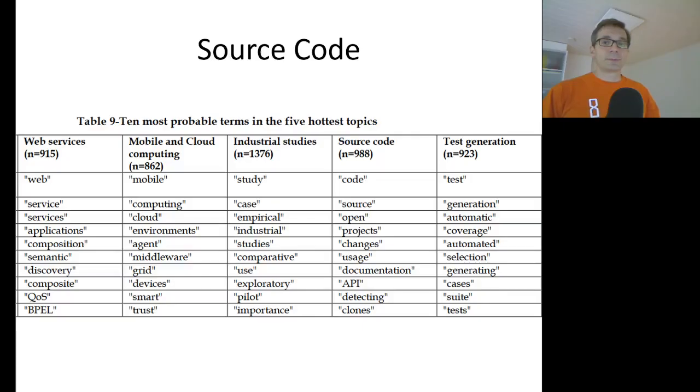The most probable words for the topic source code can be seen in this figure. So we had 988 papers that were classified under this group, and the top words for them were code, source, open, projects, changes, usage, documentation, API, detecting, and clones.